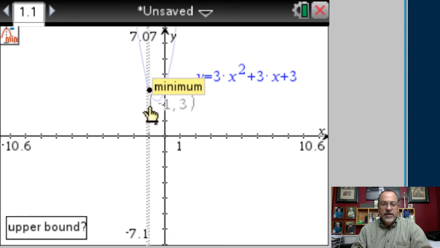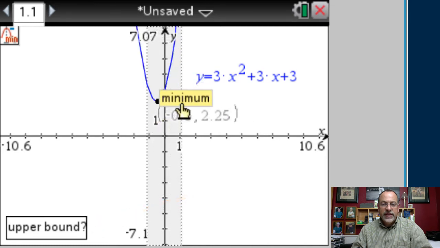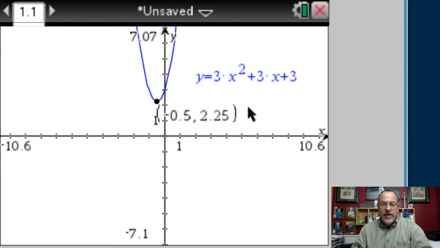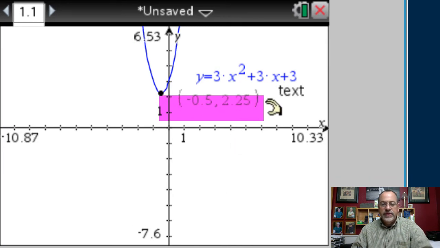Then it wants the upper bound. So now I move the cursor again until I get on the other side of the min or the max. That will be the upper bound, and I select enter. And then yours will say guess. You go ahead and press enter, and it will give you the x and the y coordinate of the minimum or the max. So again, here's the minimum. It's at negative 0.5, so that's the where. The what is the min, I think I said max. This is the min at 2.25. And so I can calculate it that way.